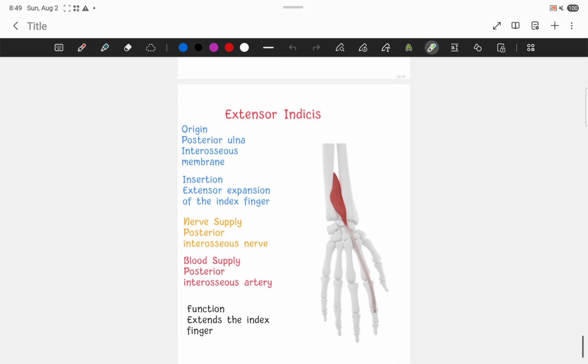Finally, we talk about extensor indicis. If you hear indicis, this is the index finger. The origin is the posterior ulna and interosseous membrane. And insertion is the extensor expansion of the index finger. Nerve supply is, of course, the posterior interosseous nerve, and blood supply is the posterior interosseous artery. The function is extending the index finger. Don't forget: the extensor extends, the abductor abducts. Don't forget that. And bye.